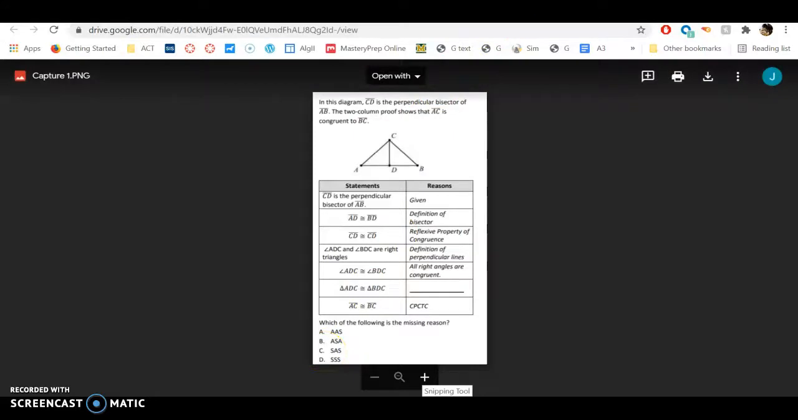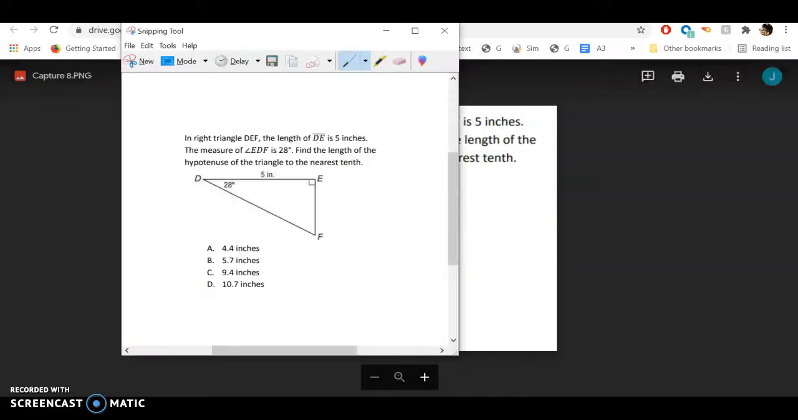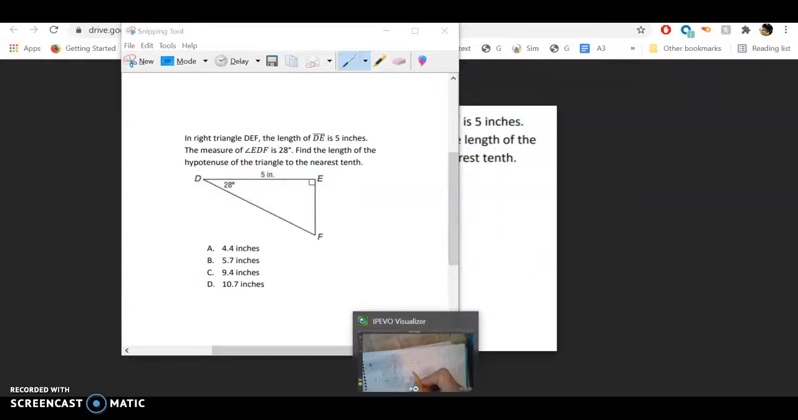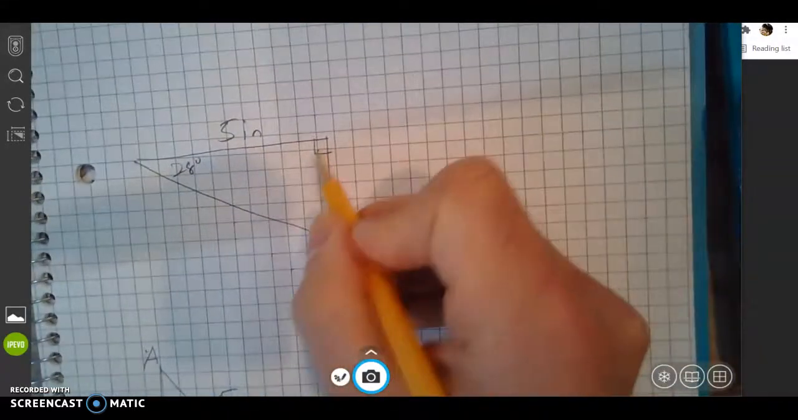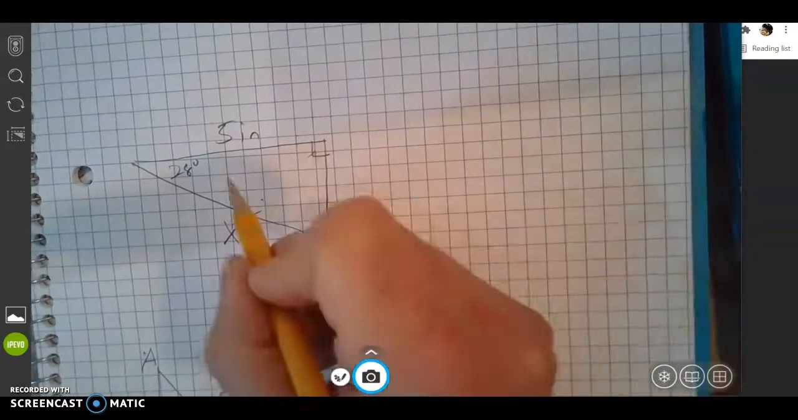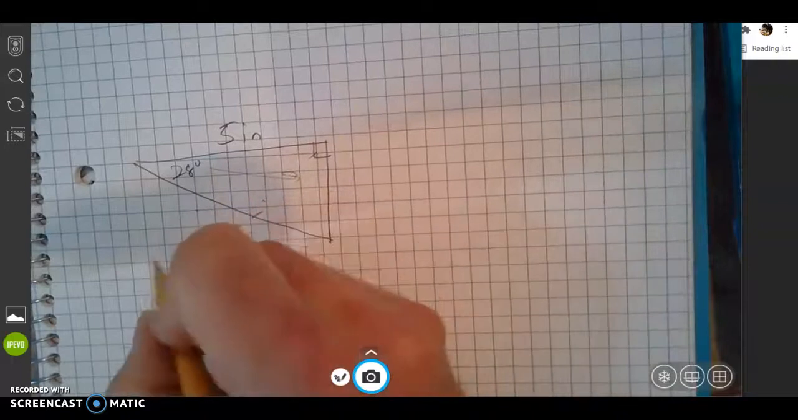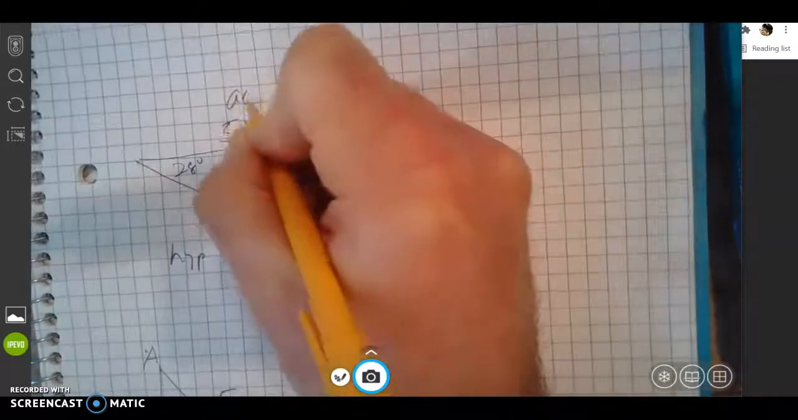Nice job, everybody. Number 2. Here it is. What's the length of the hypotenuse to the nearest tenth? Go. All right, let's see what we got. Hypotenuse is this side, opposite the right angle. Okay, so I'm going to label everything else. So this is the hypotenuse, obviously. This is the opposite, and this is the adjacent.